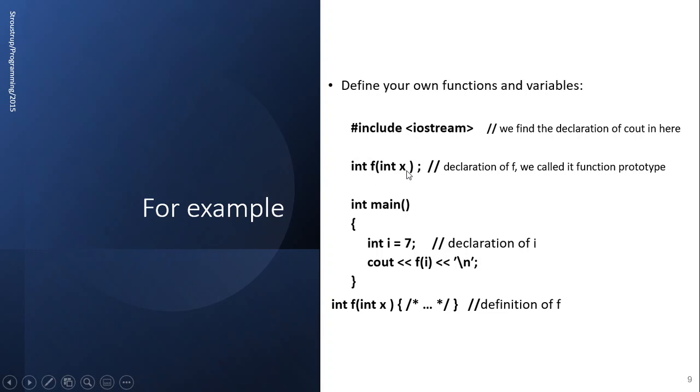So this is the declaration of the function f. Function f takes an integer value as input and returns an integer value. We called it the function prototype, if you remember from our last lecture and our last lab session. And here we declare the variable I. So this is the declaration of I. Now we have provided a declaration for each of these names. The declaration for cout is available.